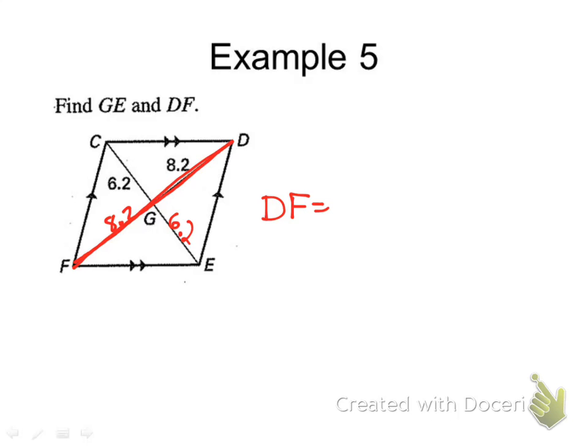What should I do with the measure of these two segments to find the whole thing? Add them together, so that would be 16.4. So you got to pay attention to what they're asking you for.